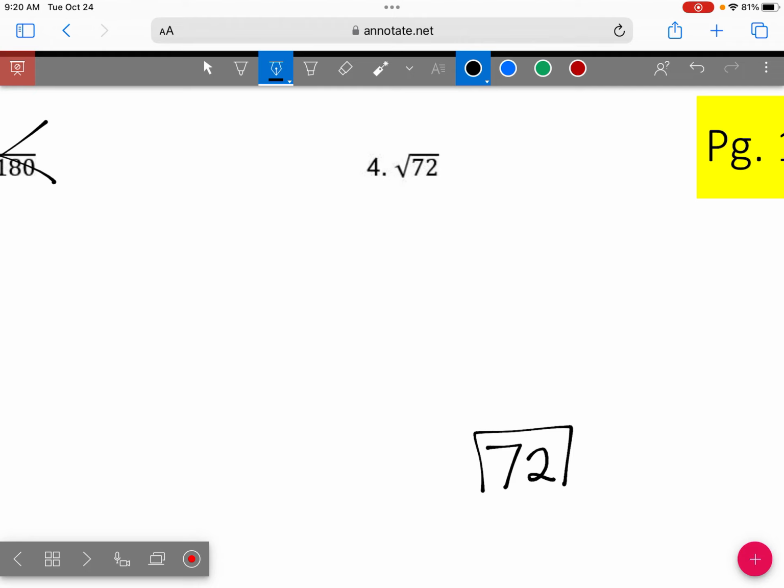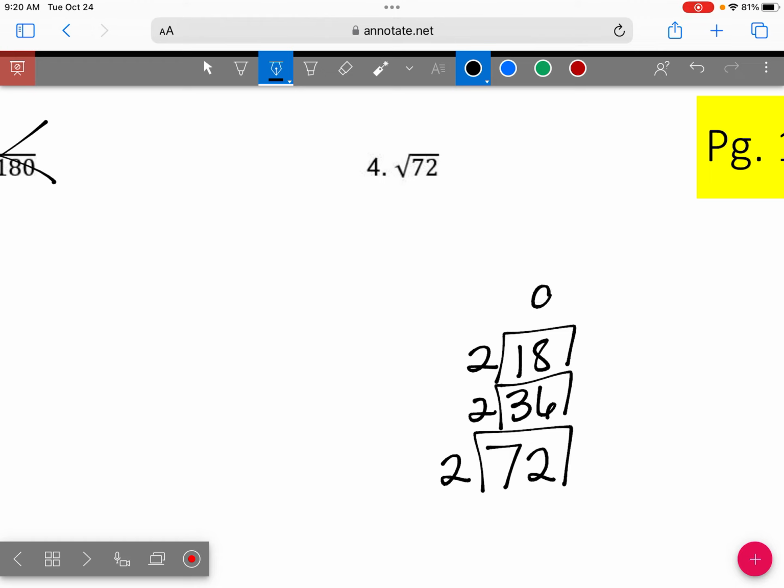All right, so you started off by dividing it by 2. How many times does 2 go into 72? 36. Okay, so 36 is still even, so we can divide it by 2 again. So 2 goes into 36 how many times? All right, 18 is still even, so we can divide it by 2 again. So 2 goes into 18 how many times?